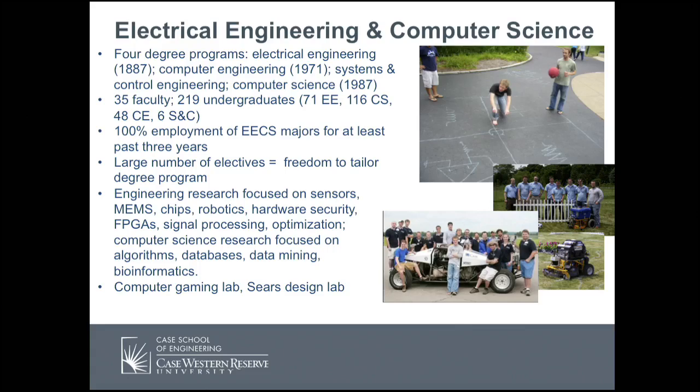Our systems and control engineering program started also in the 70s, and our computer science program was officially formed in 1987. We have a large department, 35 faculty, 219 undergraduates, broken down 71 in electrical engineering, 116 in computer science, 48 in computer engineering, and 6 in systems and control. As just a little informational point, we've had 100% employment of our graduating undergraduates for at least the last 3 years.